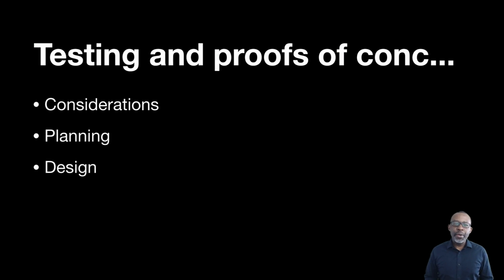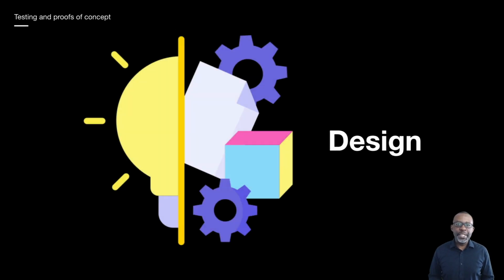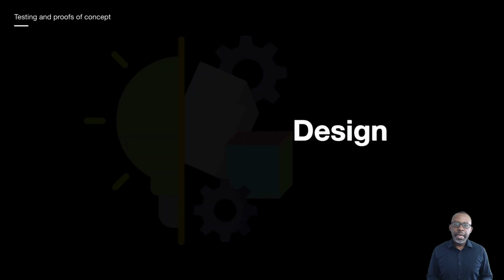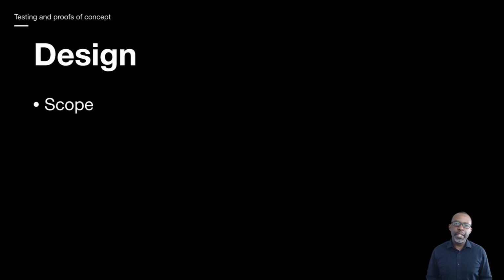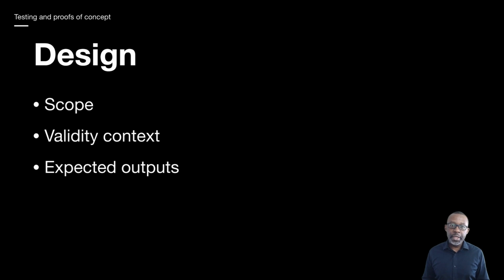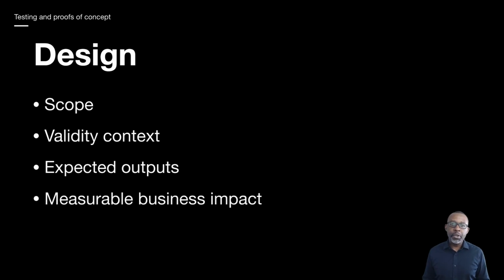We are now going to outline some of the considerations for the design phase. In the design phase, carefully consider the scope of the proof of concept. Also ensure the validity of any context or assumptions. Ensure the success criteria is clearly defined and the business impact or outcome measurable and achievable.